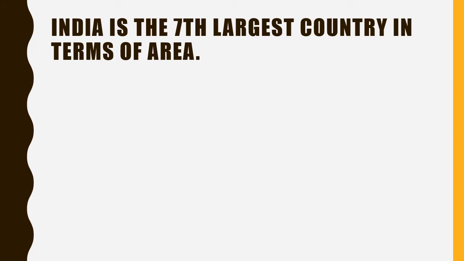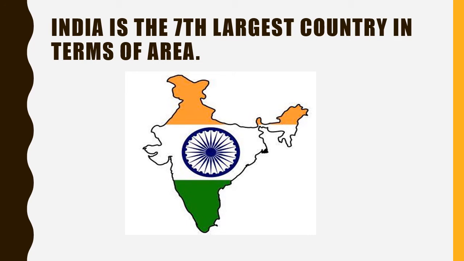India is a very big country. It is the seventh largest country in terms of area. What does area mean? Area means the measurement of a surface or piece of land.